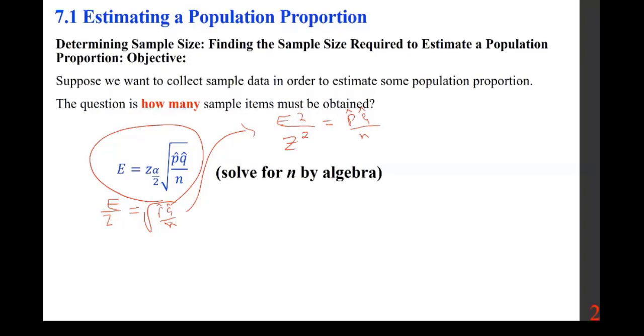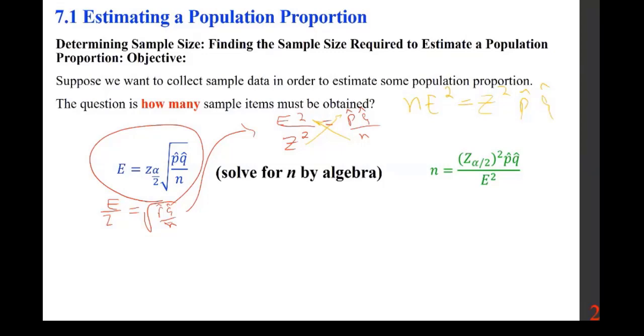And cross product, n e squared is z squared, p hat, q hat. And remember, I don't want to keep on writing z of alpha over 2. And so to calculate n, you divide by e squared. This is how we arrive at the formula.